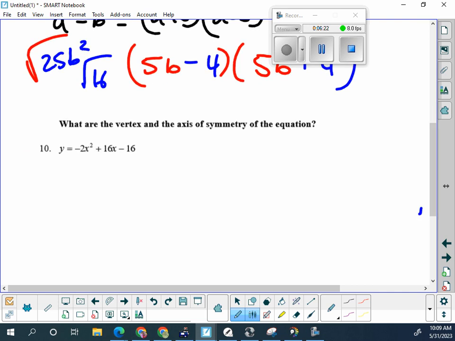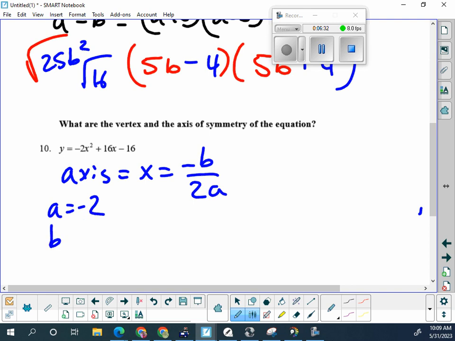What's the vertex and axis of symmetry? You need to know that the axis is x equals negative b over 2a. You should be able to pick off a is equal to negative 2, b is equal to 16, and just for reference, not that we need it, c is negative 16. Okay, moving on, I'm going to fill in these values.